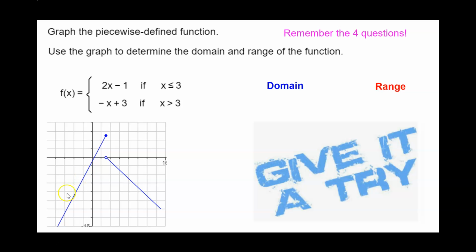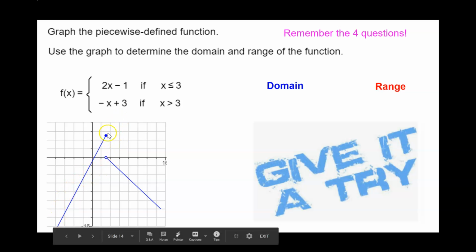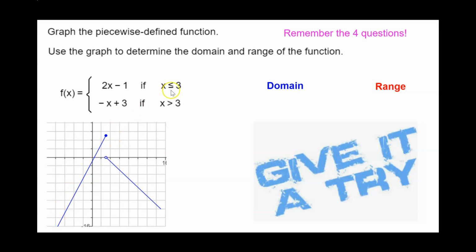I'm going to take only this part here. I know your graph probably goes all the way up here, but I don't need this part up here because I want just the x's less than 3. So from here on back, and it's going to be a closed circle because of the less than or equal to sign. Put this in your calculator for the second one. The graph is going to look like this, going all the way down.